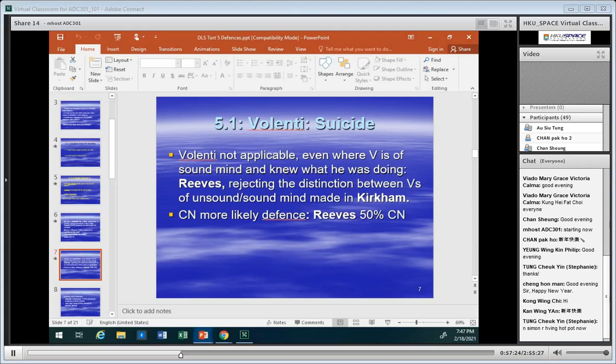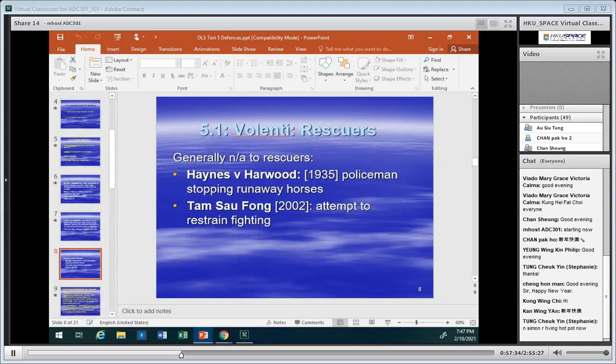So what's on the screen, everybody, more should know than must know, except to emphasise the fact the courts prefer the partial defence of contributory negligence to the total defence of Volenti in this case.